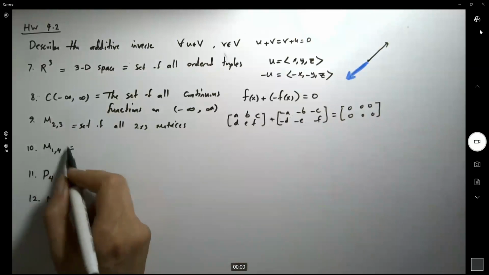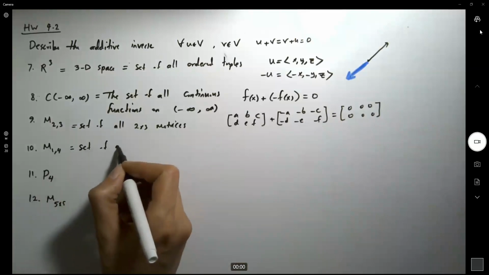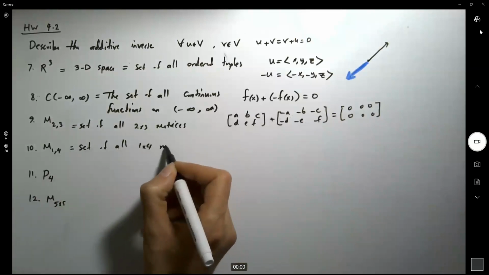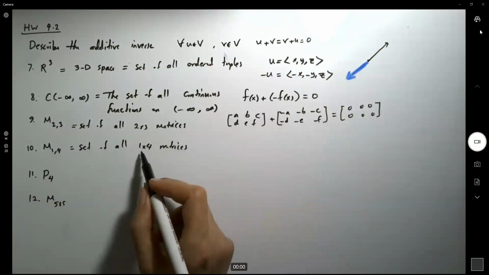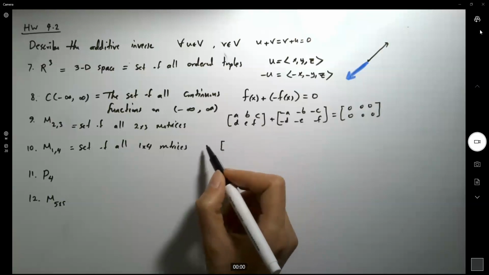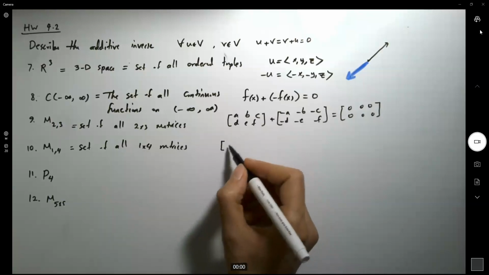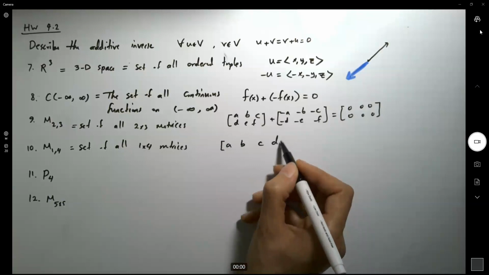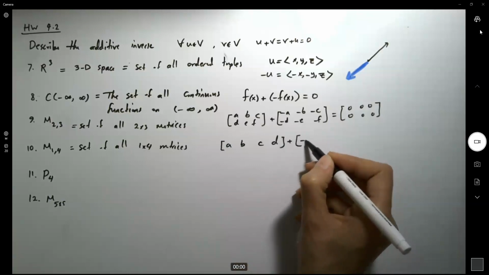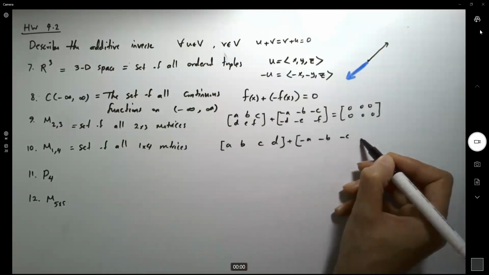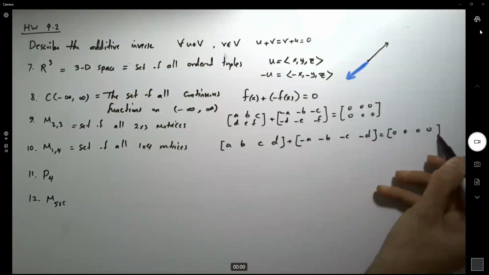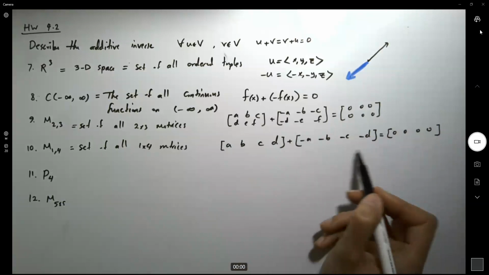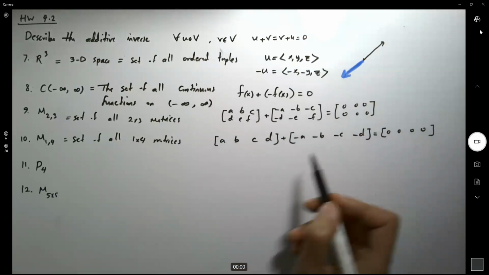So this guy is the set of all 1 by 4 matrices. All right, so 1 row and 4 columns. So you have a row matrix, A, B, C, D. If you add this guy to its opposite, it gives you the 0 matrix, 0, 0, 0, 0. So this guy is going to be your additive inverse.